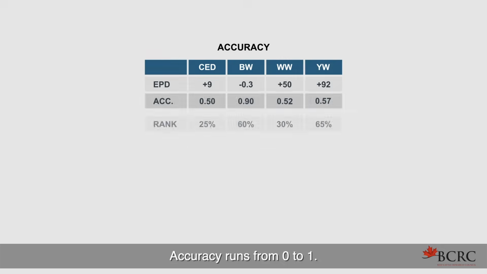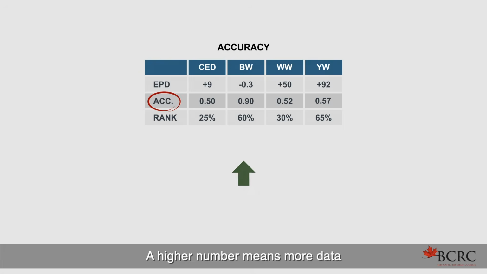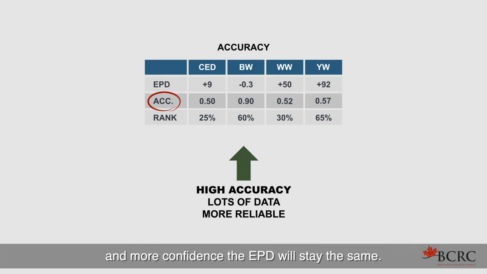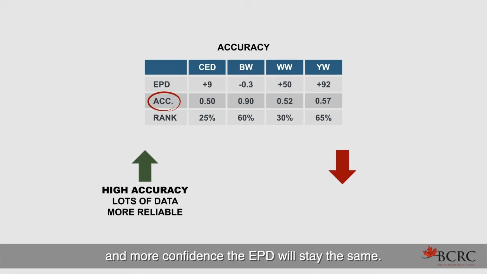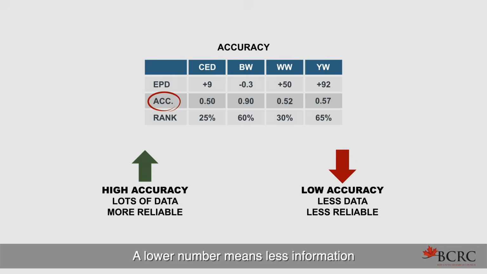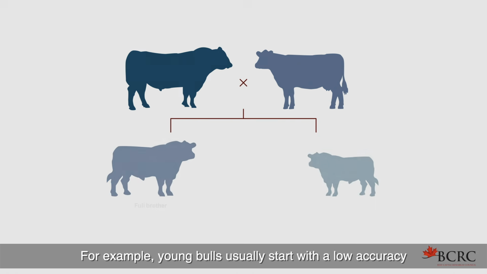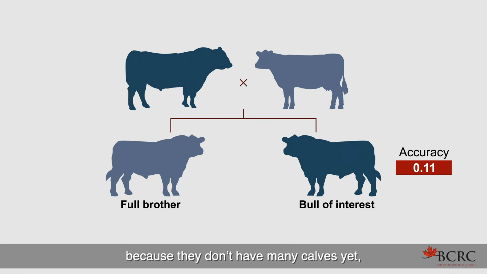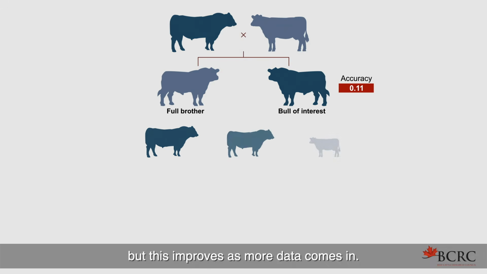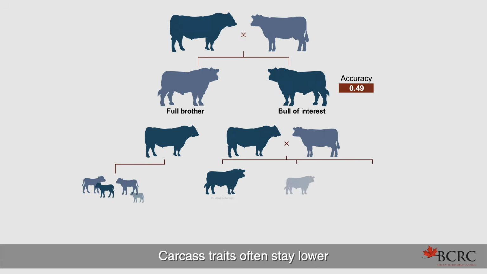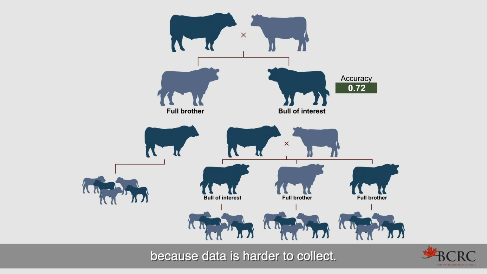Accuracy runs from 0 to 1. A higher number means more data and more confidence the EPD will stay the same. A lower number means less information and a greater chance it will change. For example, young bulls usually start with a low accuracy because they don't have many calves yet, but this improves as more data comes in. Carcass traits often stay lower because data is harder to collect.